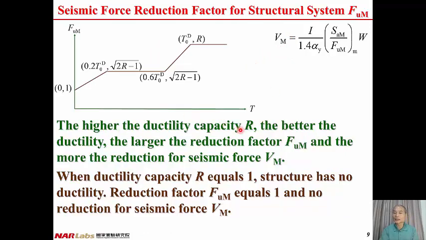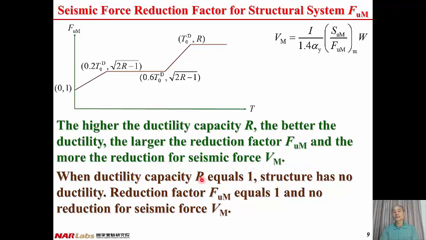The higher the ductility capacity R, the better the ductility. The larger the reduction factor FUM, the higher the R, the larger the FUM. The larger the FUM, the smaller the Vm. Therefore, more reduction can be obtained for seismic force Vm.